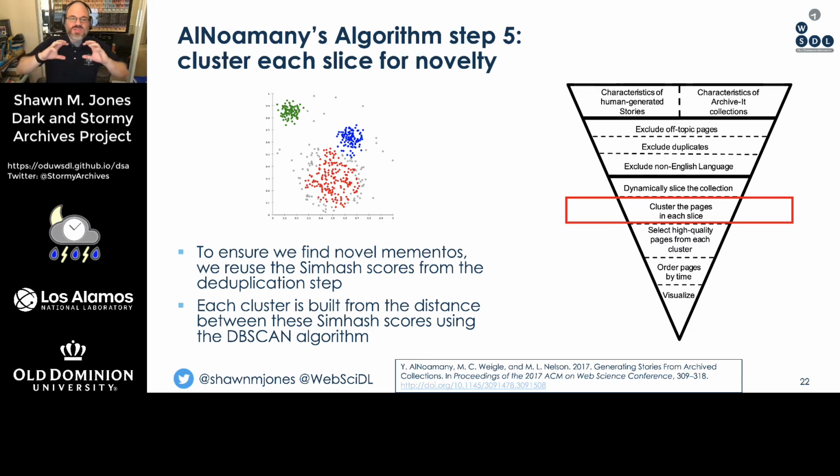We reuse the SimHash scores from the deduplication step, and we build these clusters from the distance between these SimHash scores. Now, if you don't understand what I just said, basically all I'm indicating is that we try to figure out which documents are very similar to each other, and we put them together so that we can later select the ones that are more unique, more novel, from the collection.